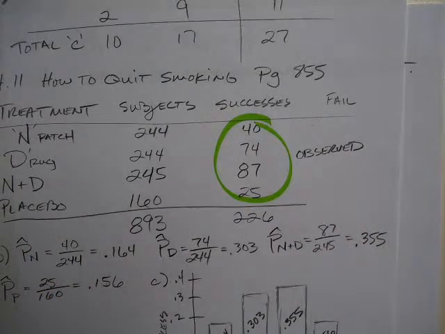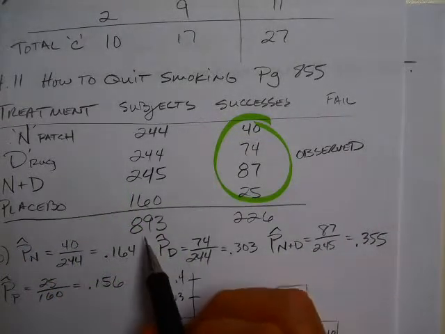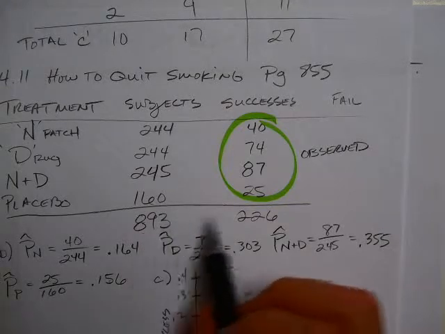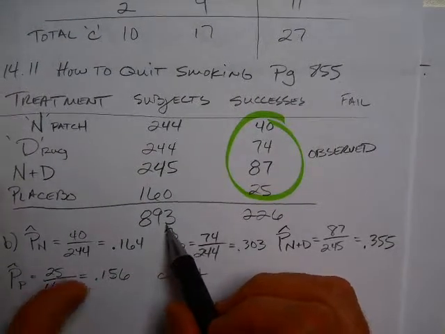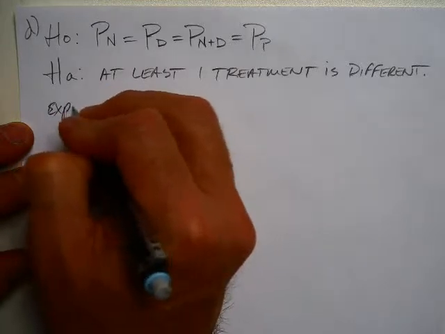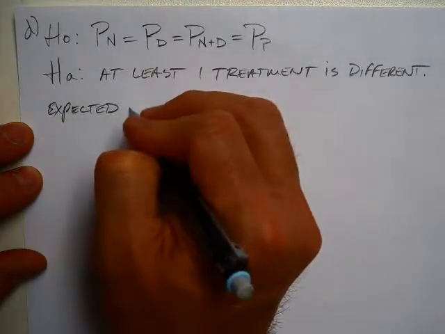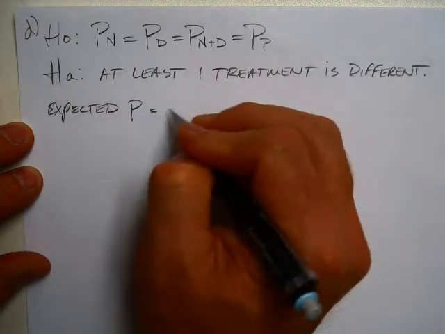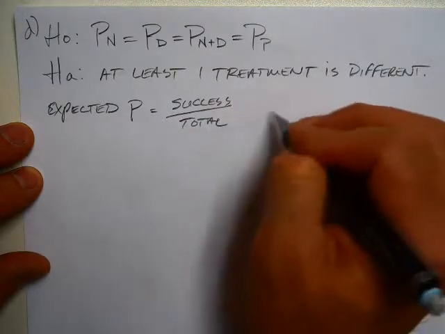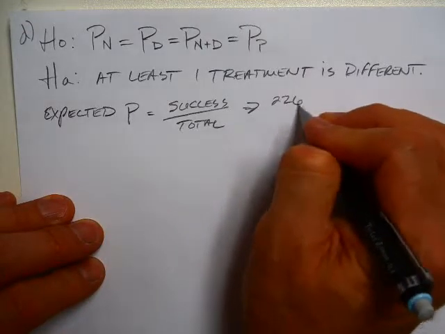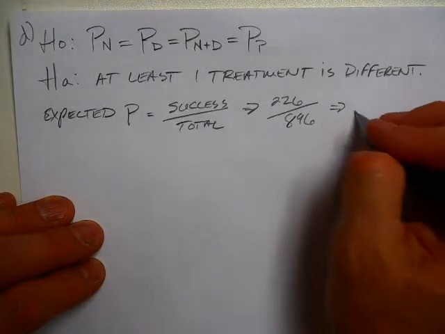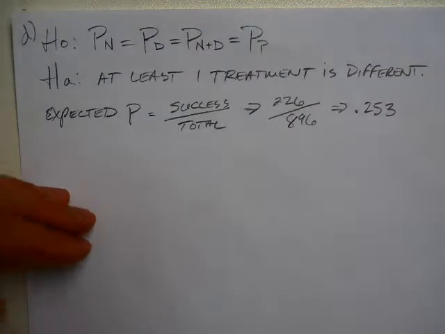We need to calculate our expected. If all of the groups are the same, then the proportion is going to be 226 divided by 893, the total number of successes divided by the total number of participants. So our expected proportion is success over total, and that is 226 over 896, which I have down as about 25%, about 0.253.